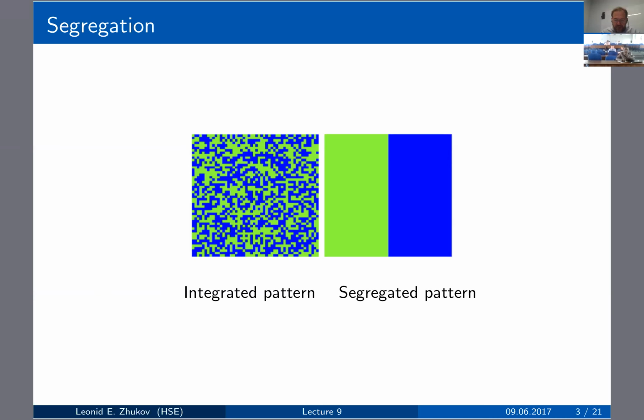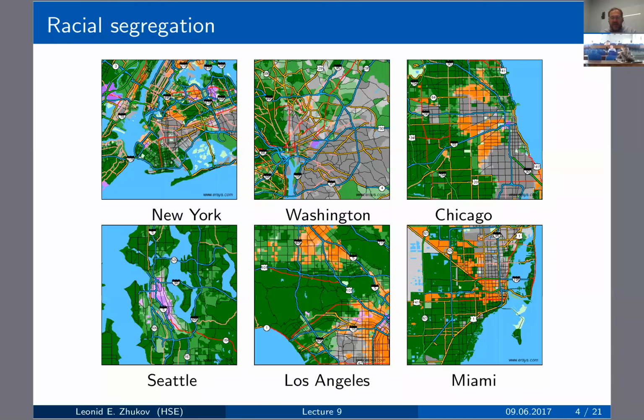Okay. So what can we do with this, and how, and what's the story now? Well, let me just give you an example, and this is actually quite a telling example of racial segregation in American cities. A bunch of cities: New York, Washington, Chicago, Seattle, LA, Miami, and in every city, it's color coded based on the race of the people who live in the particular neighborhood.